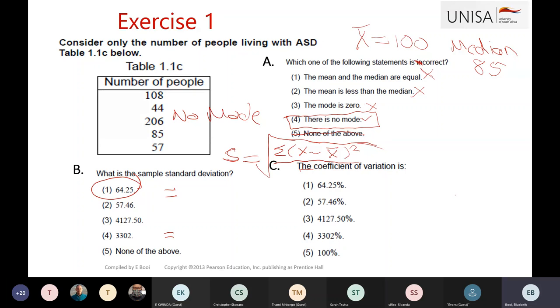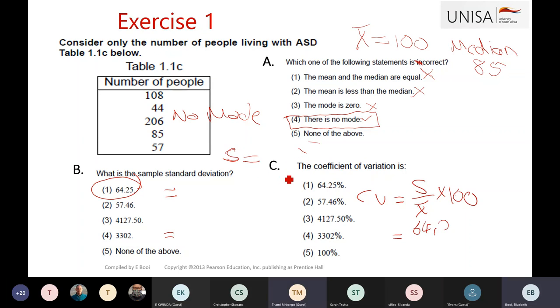It was the coefficient of variation. So we know that the coefficient of variation is your standard deviation divided by the mean multiplied by 100. Our standard deviation is 64.25 because we calculated it there. Divide by our mean, which is 100. Multiply by 100. So 100 and 100 will cancel out. Then the answer will be 64.25%.